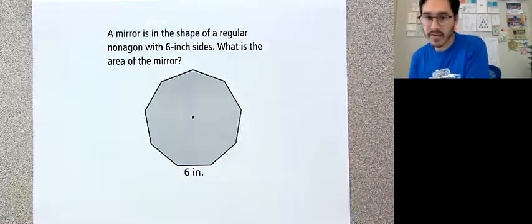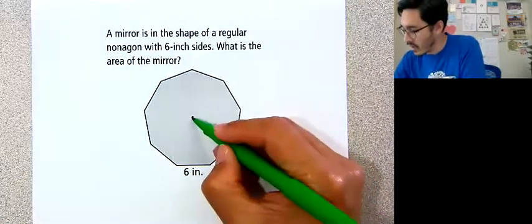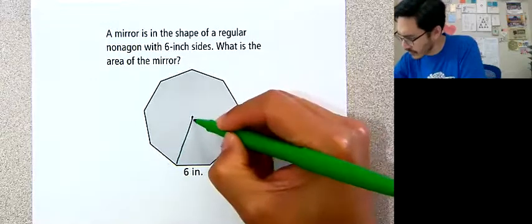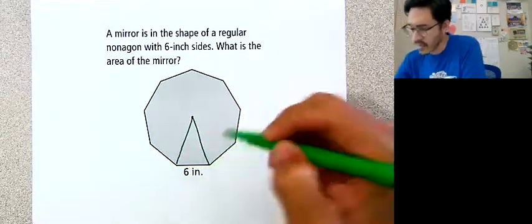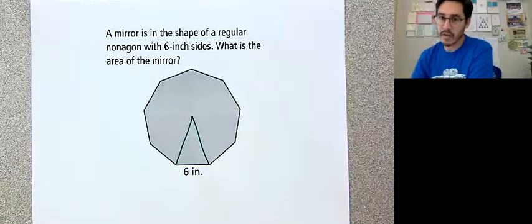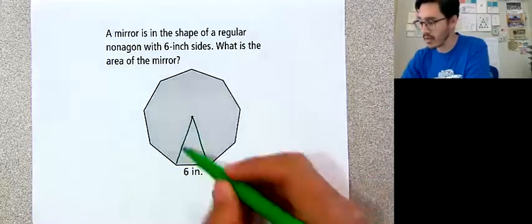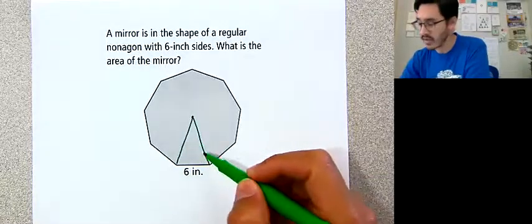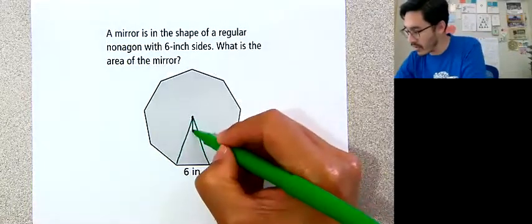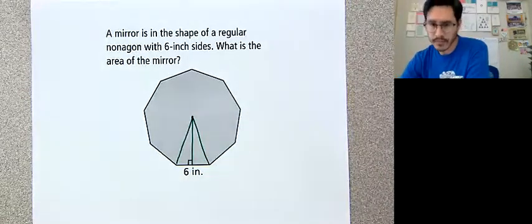So let's start by finding the center, or just estimating the center, okay? And then we can draw line segments to two vertices, okay? Now, that's not a right triangle, okay? But it's an isosceles triangle, right? These two segments are the same length. So if we just go right down the middle, right, that's gonna be our right triangle.